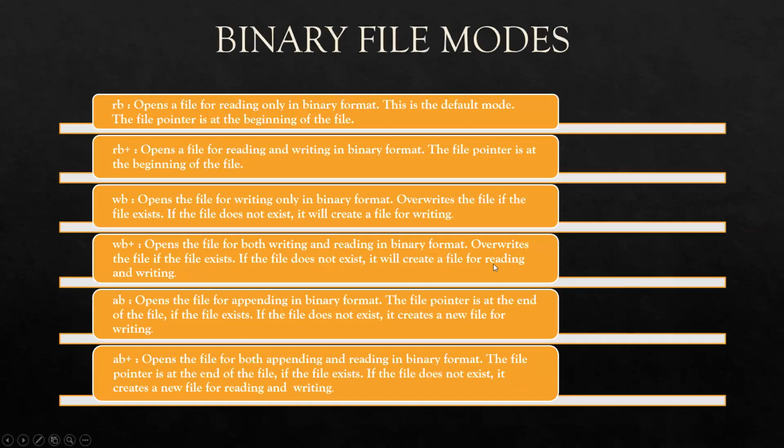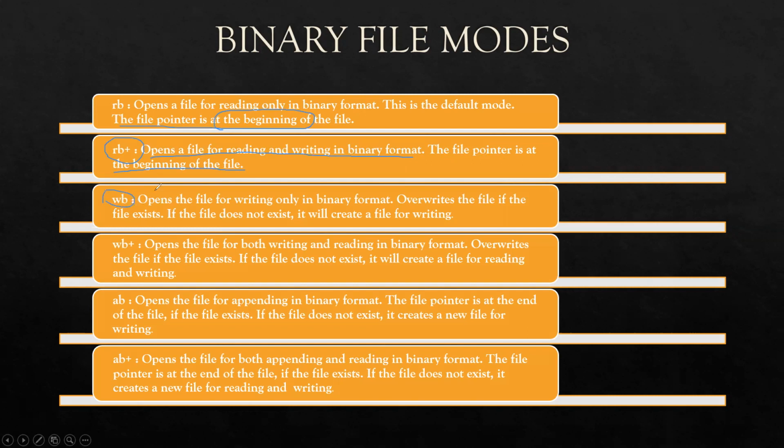Like in the previous video, I told you that when we do data file handling with text files, there are some file modes in which we open the file. Similarly, when we are dealing with binary files, we have some binary file modes. So we can see here that RB is the mode which opens a file for reading only in the binary format. This is the default mode when we are dealing with binary files, and the file pointer is at the beginning of the file. After that, we have RB plus. It opens a file for reading and writing in binary format. The file pointer is at the beginning of the file.